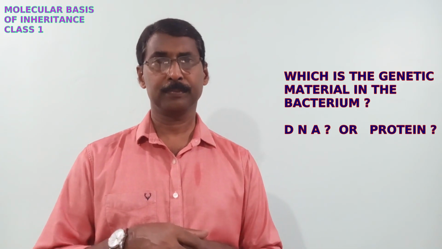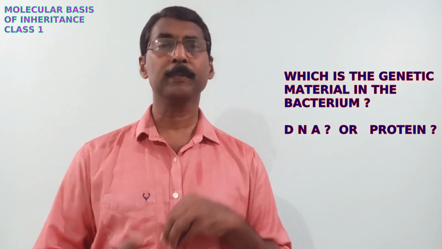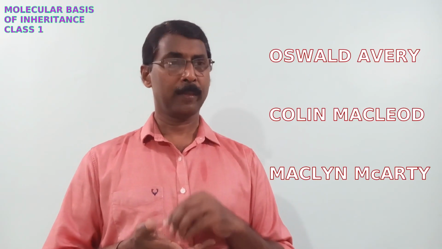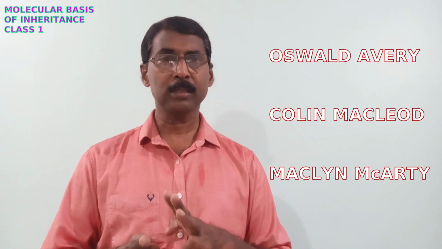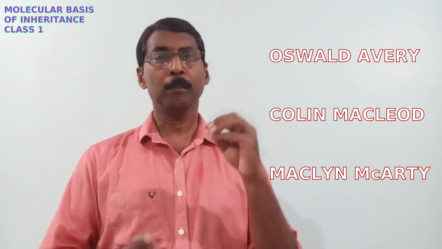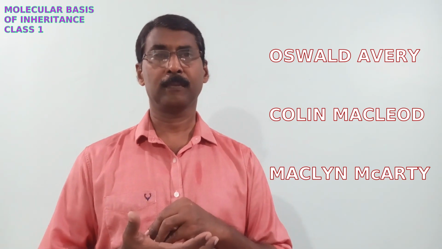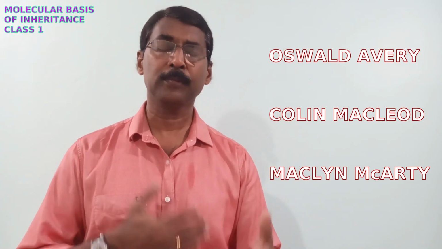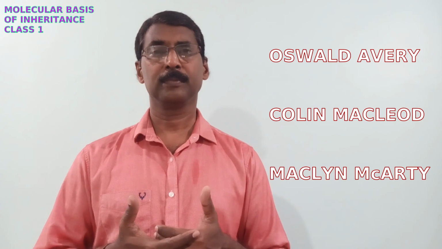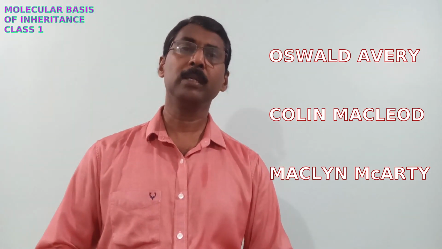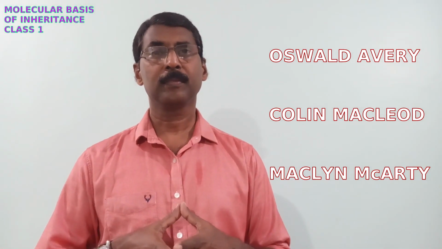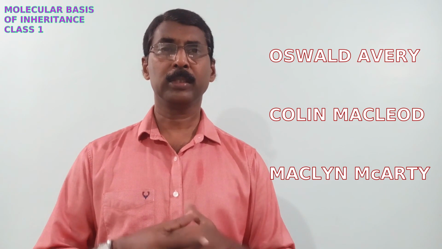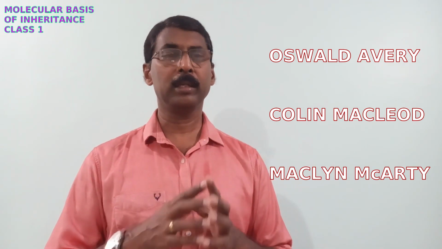Then, after the experiment of Frederick Griffith, three scientists, Oswald Avery, Colin MacLeod and McCarty, conducted experiments. They extended the experiment of Frederick Griffith. They modified the experiment conducted by Griffith to ascertain what is the genetic material, whether it's the protein, DNA or RNA.